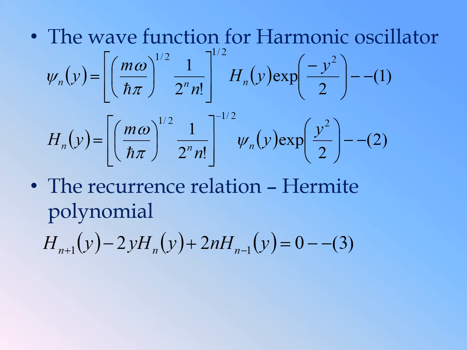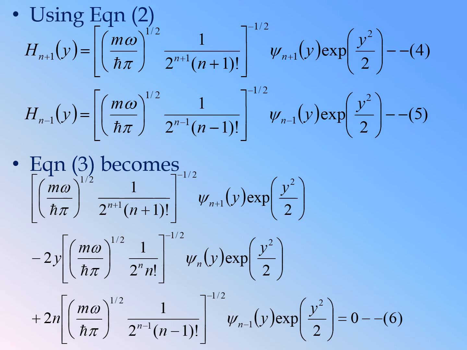For that, we take H n plus 1 of y minus 2y H n of y plus 2n H n minus 1 of y equal to 0. From the previous equation, we can write H n plus 1 of y equal to (m omega by h cross pi) whole power half, 1 divided by 2 power n plus 1 factorial whole power minus half, psi n plus 1 of y exponential of y squared by 2. Similarly, for n minus 1, substitute n minus 1 instead of n. So we get this one. And now you substitute the values of H n plus 1 and H n minus 1 in the previous recurrence relation.